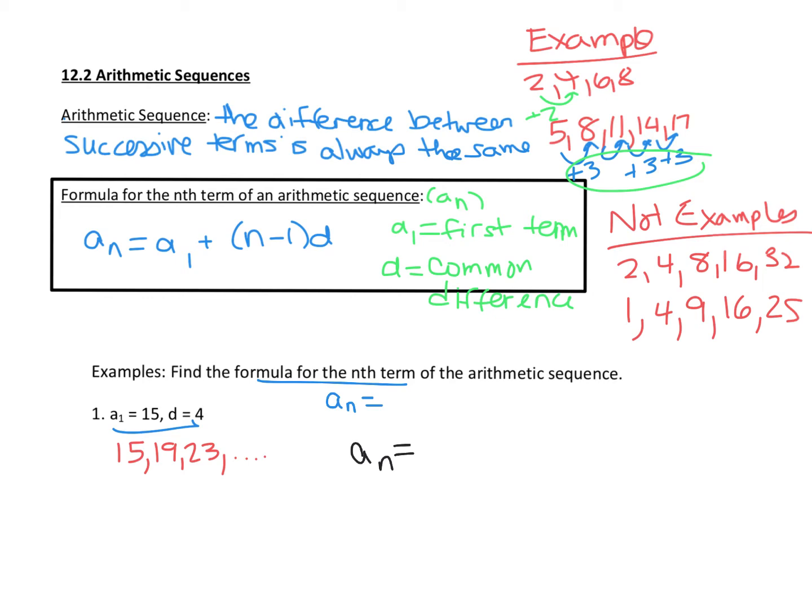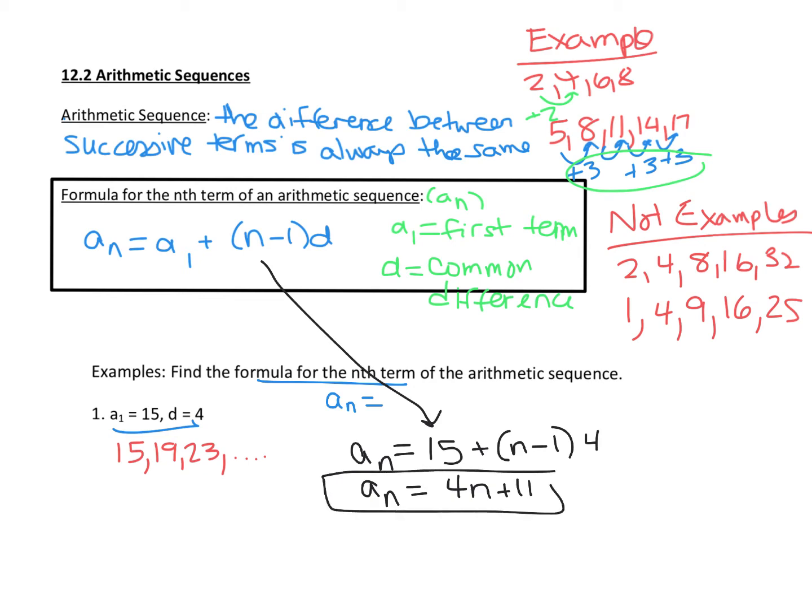Basically, what I need to do is just plug in numbers to this formula. I get a sub n is equal to a sub 1, which is 15, plus n minus 1 times my common difference, which is 4. If you simplify that out, you get a sub n is equal to 4n plus 11. That is my formula for that.